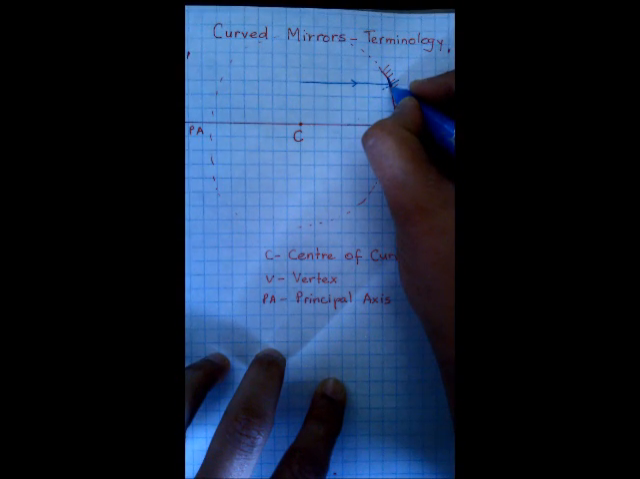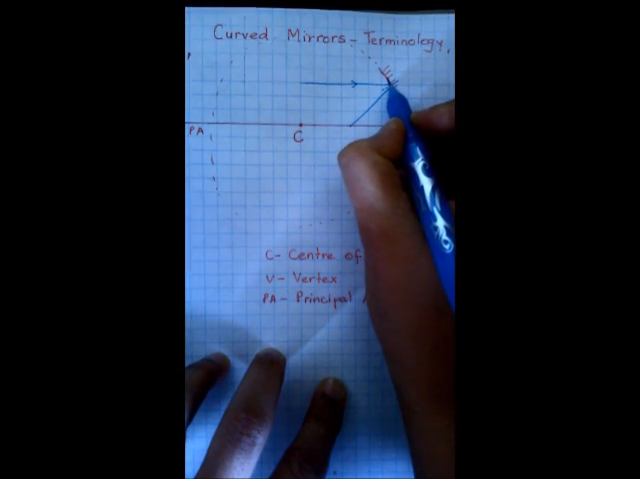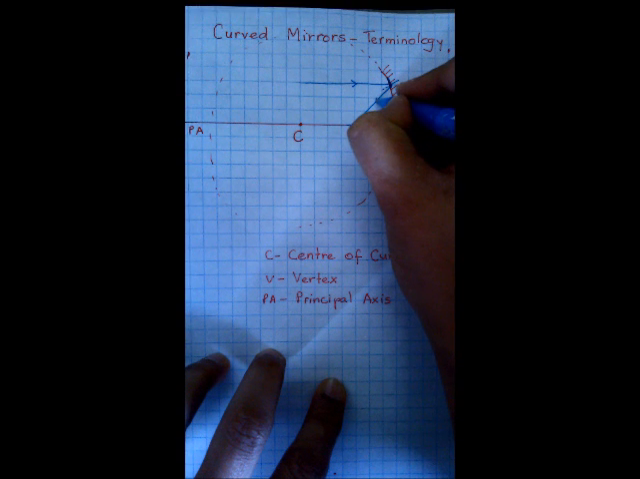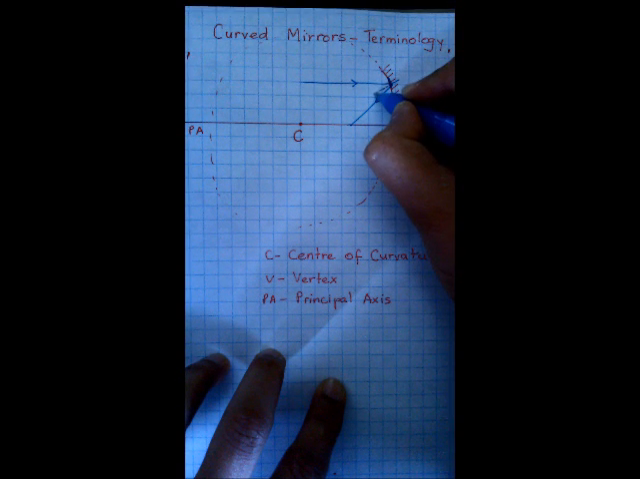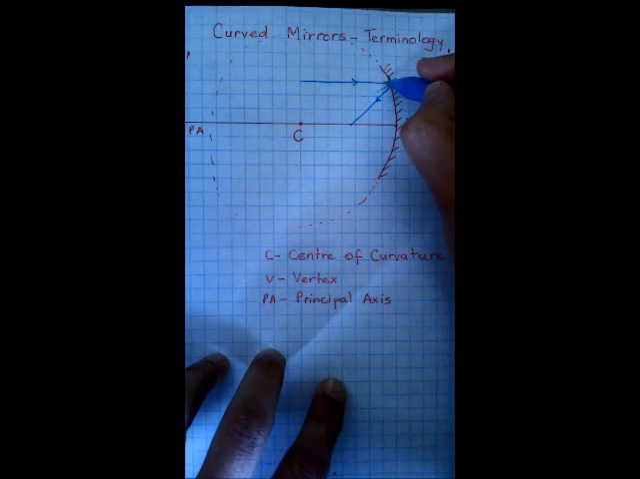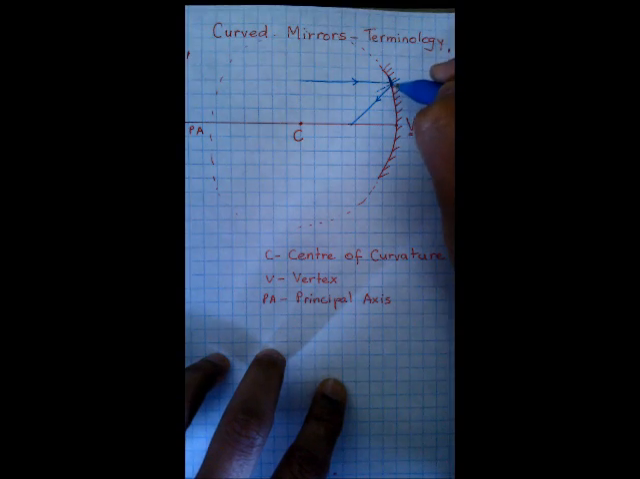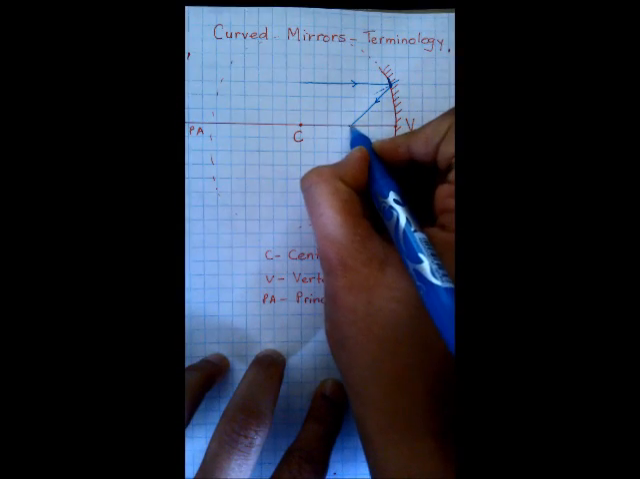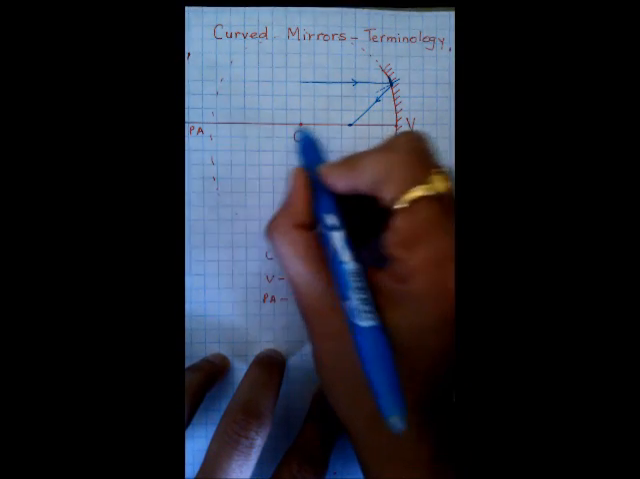Okay, so let me draw the reflected ray. So this ray hits the mirror and reflects in one specific direction so that the angle between the normal over here and the incident beam will be equal to the angle between the normal and the reflected ray. Those two angles have to be equal according to the law of reflection. So you will see that this reflected ray actually met the principal axis at this point.